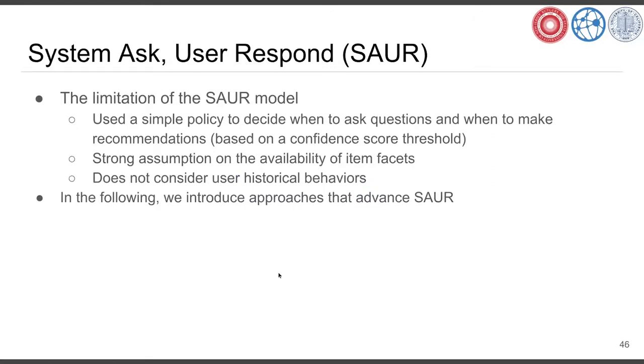But this work has some limitations. Even though it has better matching functions for the attributes and product descriptions, the limitation is that it cannot build a very smart policy to decide when to ask or when to make recommendations. Instead, it uses a simple threshold confidence score as a flag to decide whether the model should provide recommendation results or ask some questions.